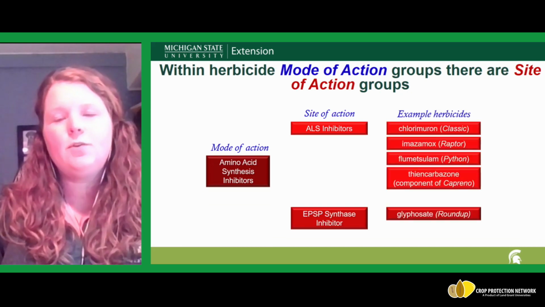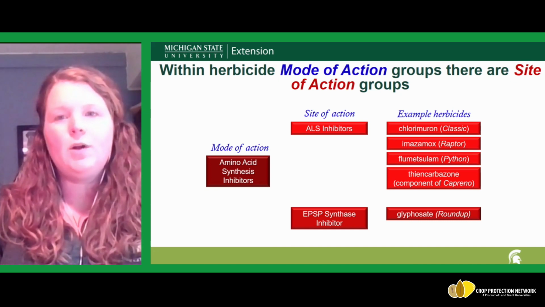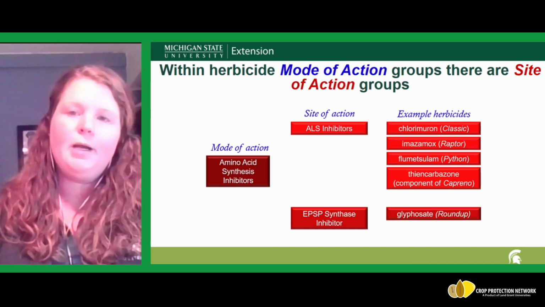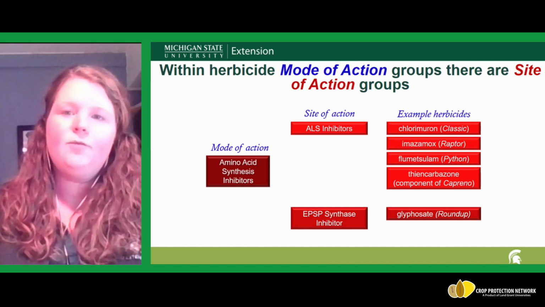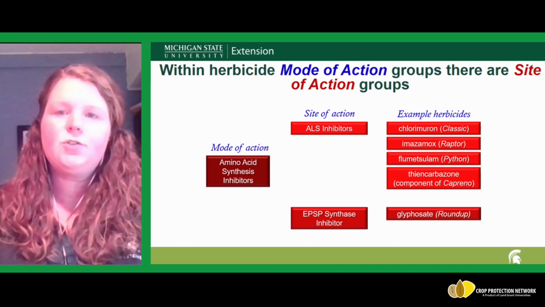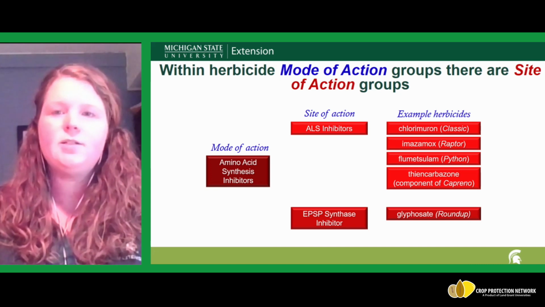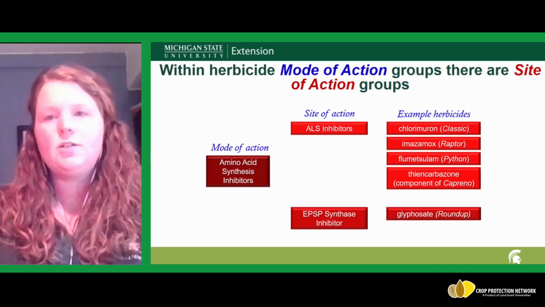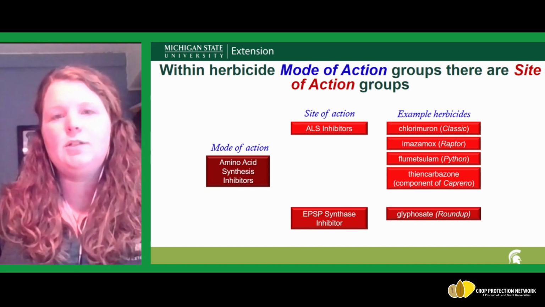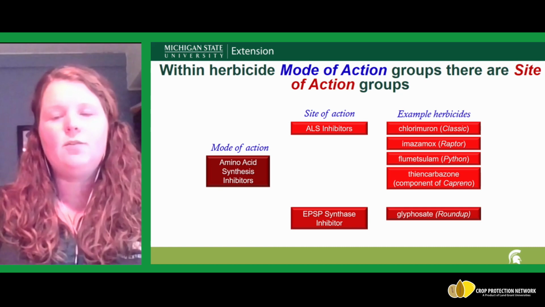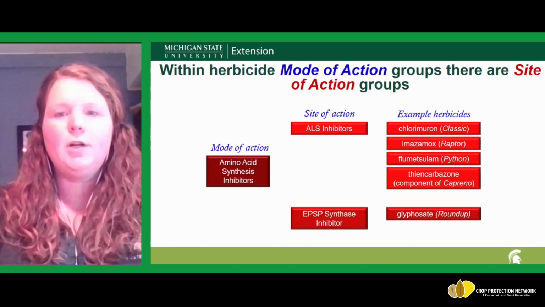And then we have a number of herbicides within each site of action that share the same location where they bind within that pathway within the plant. I have a number of examples on your screen in which the light red are ALS inhibitors. The first term you see is the herbicide active ingredient, and in parentheses is the trade name. So that's the name that you would see on the herbicide label itself. So you might be more familiar with that terminology.